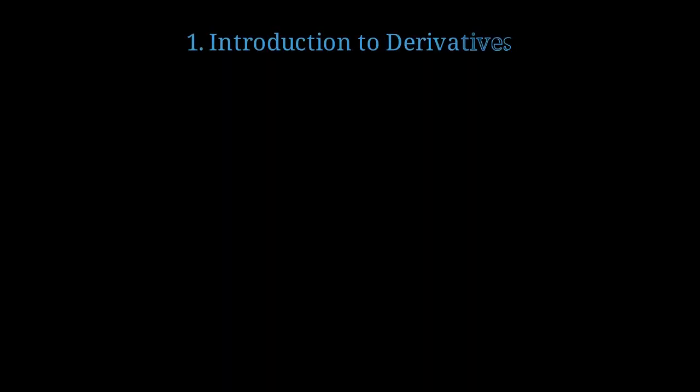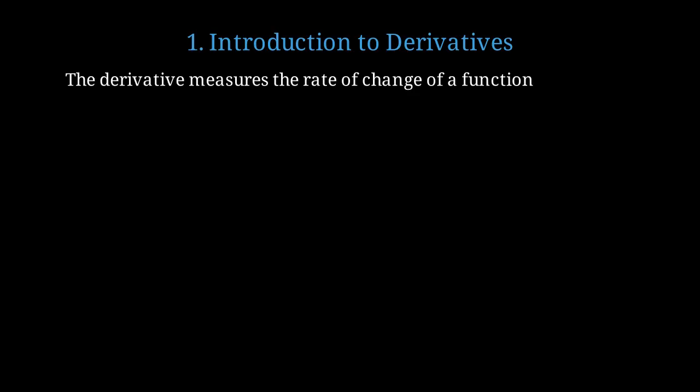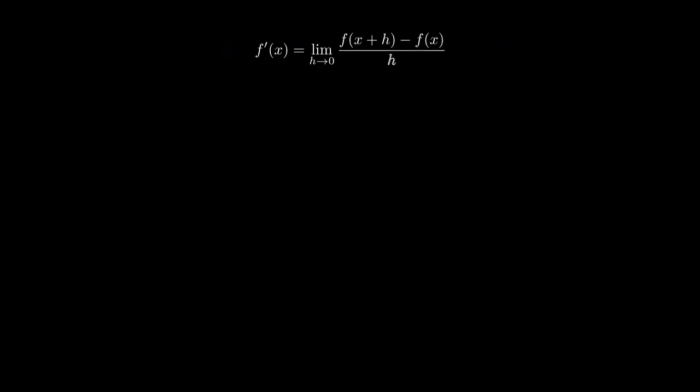First, let's recall what a derivative represents. The derivative of a function tells us the rate at which the function changes as its input changes. The derivative is defined as the limit of the difference quotient as h approaches 0.